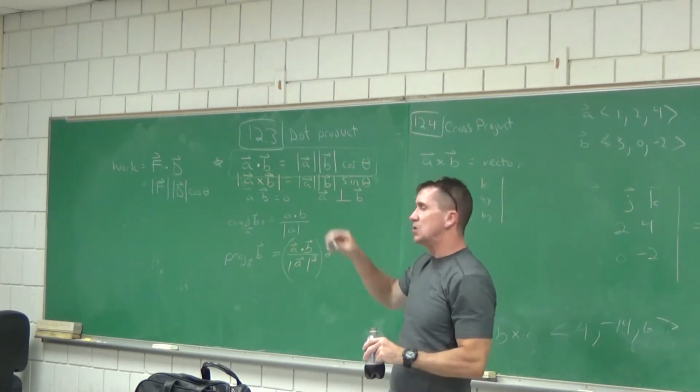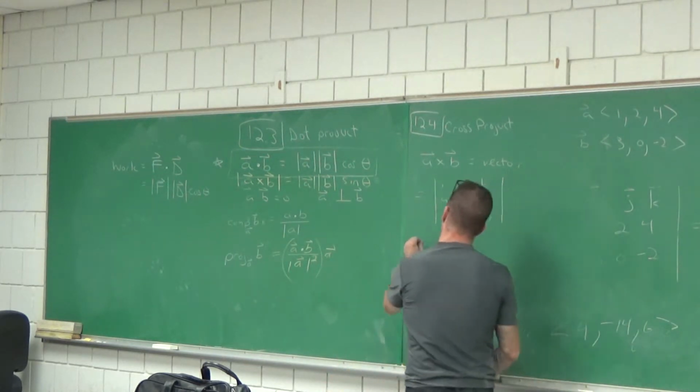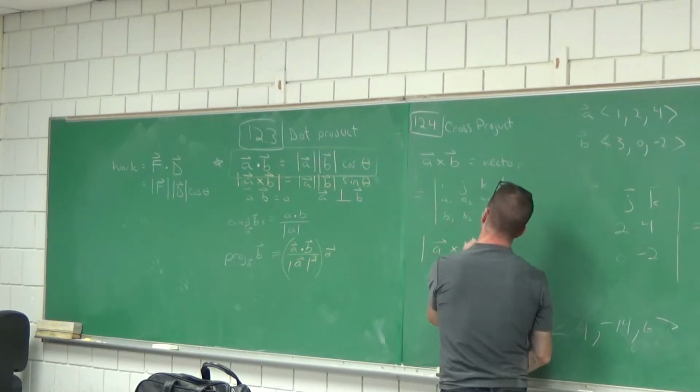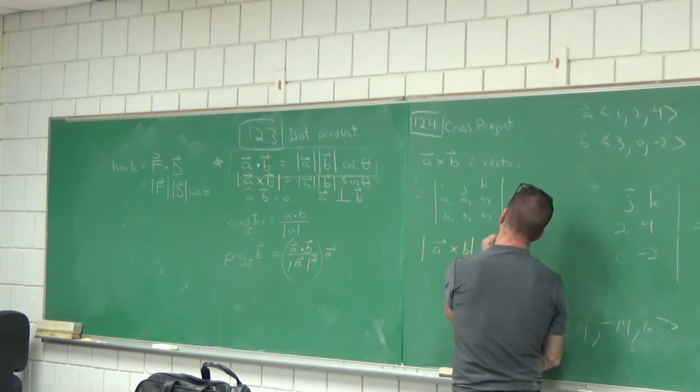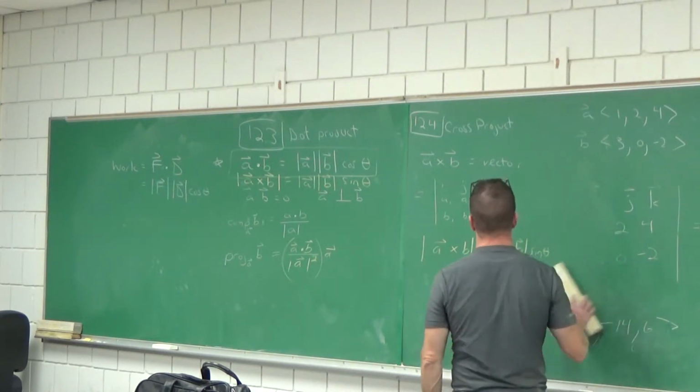Just make sure you have a magnitude around the A cross B. So let me write that again. The magnitude of A cross B is equal to the magnitude of A, magnitude of B times the sine of what? Sine.